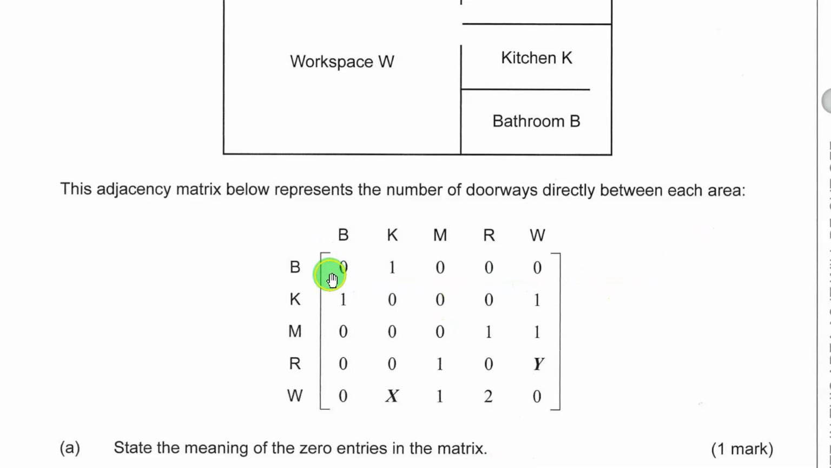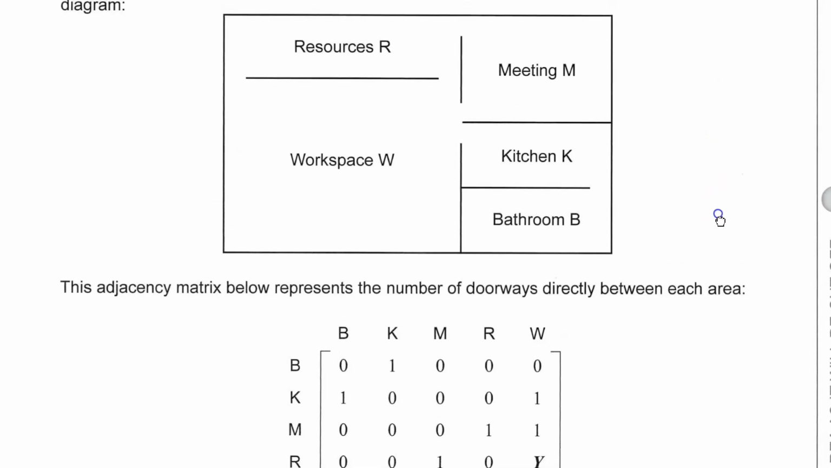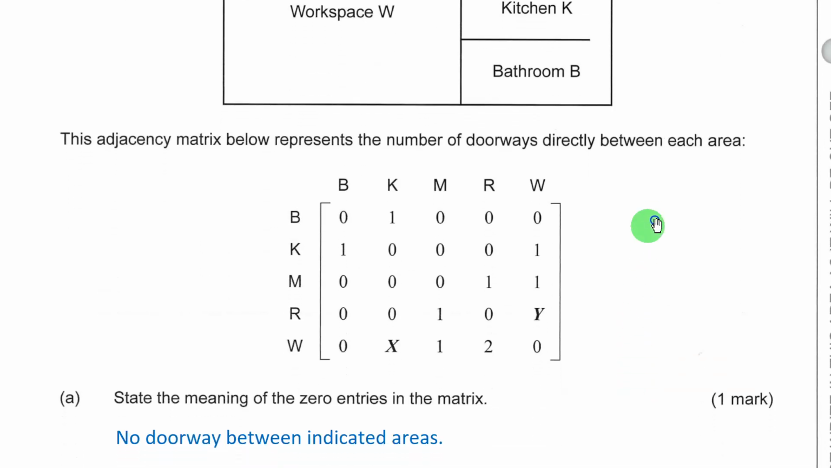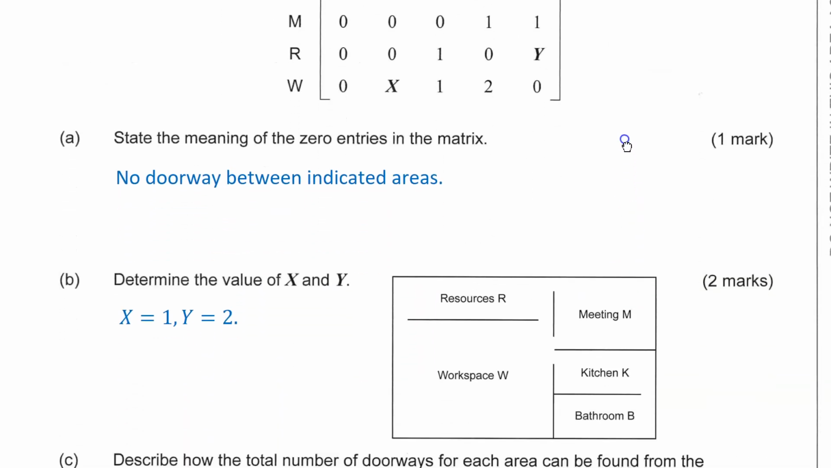So for instance, if you look at the B to M, there is no doorway between meeting area M and B. So that's what it's all about. So that's all we've got to say for the first mark. There are no doorways between the indicated areas.